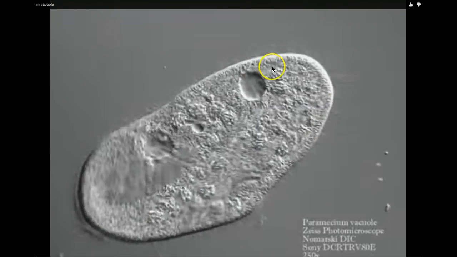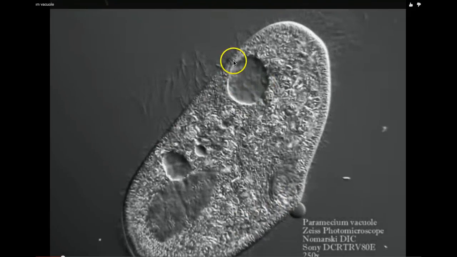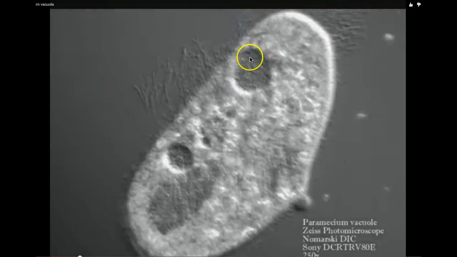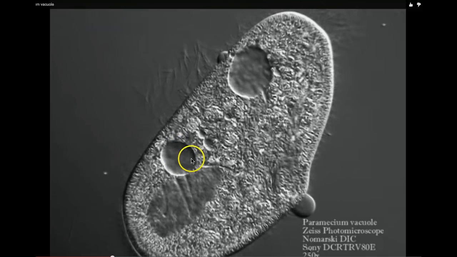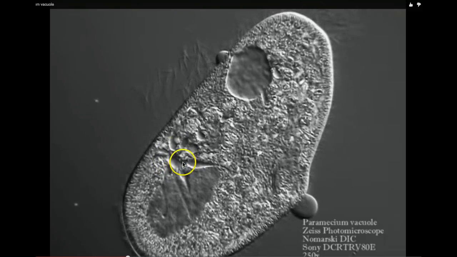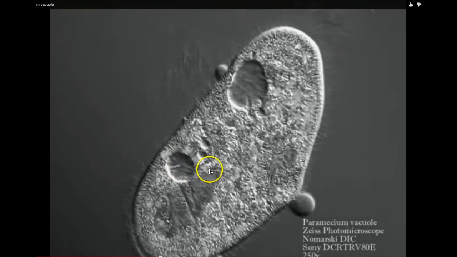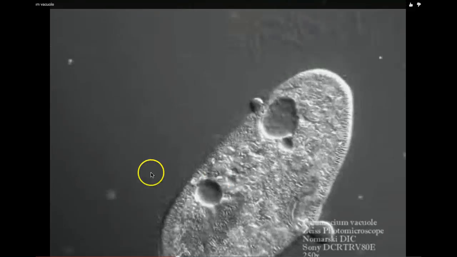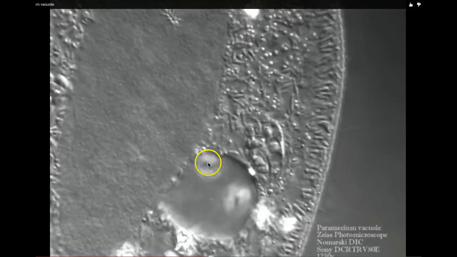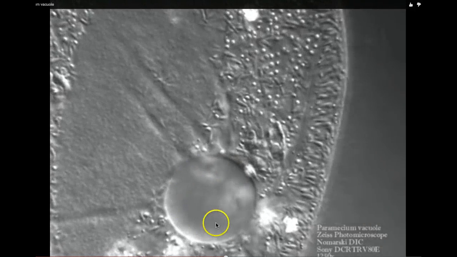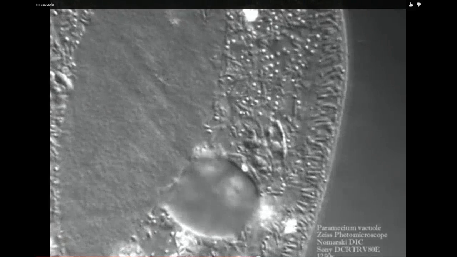So here's our little paramecium. You can actually see the cilia moving on the outside of it, which would allow it to move. And here's the contractile vacuole, and it's full of water. As it fills with water, it squeezes, tightens, and pushes the water out. We'll see that again. So here is our contractile vacuole. Here's a close-up on it. The contractile vacuole fills with water, and when the paramecium has taken on enough water, it contracts and squeezes the water back out.